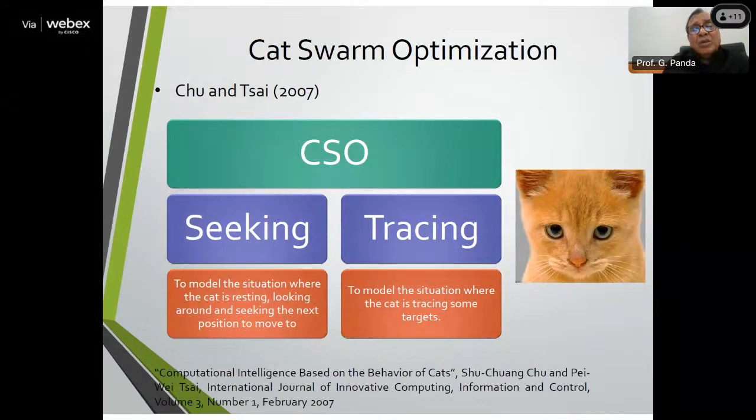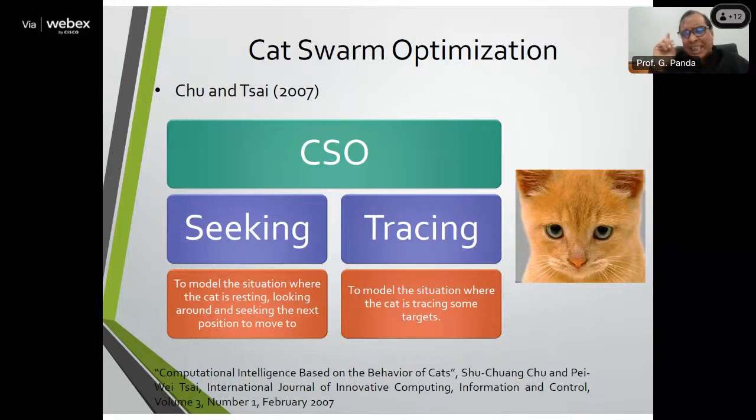And cat swarm, tomorrow I'll teach for 15 minutes. Every cat has two principles: seeking mode and tracing mode. If you are sitting in a room, and there is a cat, the cat will be sleeping somewhere under a chair, under a cot, or in some corner. But they are not actually sleeping, they are very active. They mark every movement in the room. Suddenly, suppose a mouse runs from one corner to another. The cat, which was in seeking mode, starts tracing. Suddenly it moves at high velocity and catches the mouse. Therefore, this seeking and tracing behavior is very, very interesting.